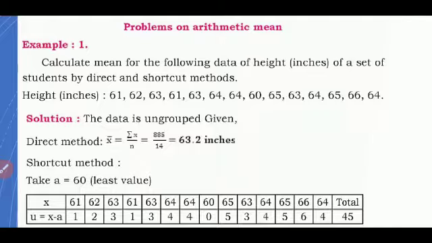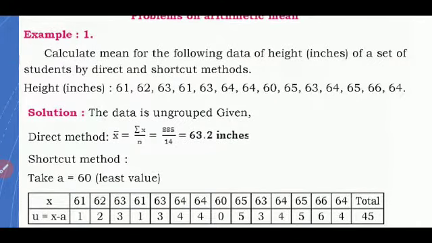So the first example we'll be solving here is: calculate mean for the following data of height, which is given in inches of a set of students, by direct and shortcut methods. See, now here they have specified the direct and shortcut method. It is for practice. But you have the full freedom to use the formula of your choice in the examination. We will never ever specify or ask that you have to use this method or that method. You have the full freedom to use the formula of your choice. Just to know how different formulas can be applied, but still the answer is going to remain the same. That is what the main thing is.